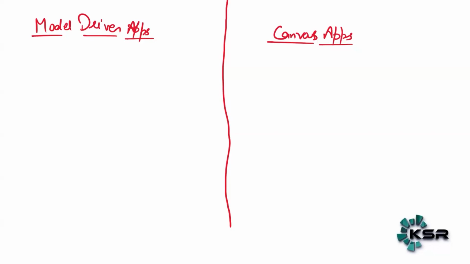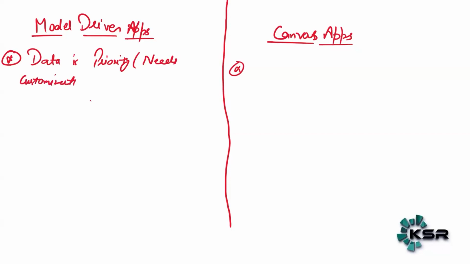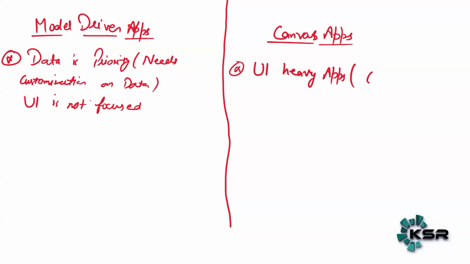Let me try to make a few pointers here that you can remember. Model-driven apps are created when data is your priority, and data is huge. You need lots of customizations on data. UI is not the focus. In Canvas app, you can create UI-heavy apps, which means you can have customized UI.